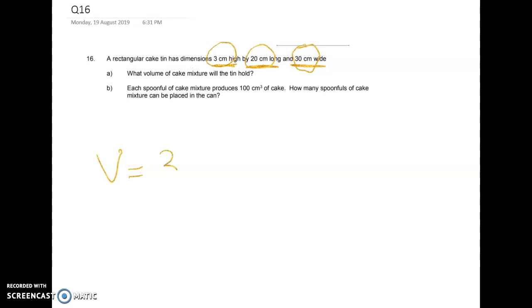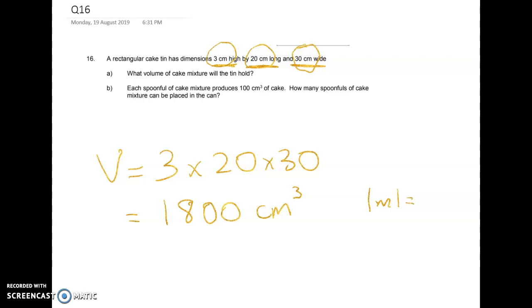Oh, no, what's happened there? Right, something weird just happened. Sorry about that. So it's going to be 3 times 20 times 30, which is 600 times 3, so 1,800 cubic centimetres. If we were dealing with a liquid thing, it would be millilitres. Remember that 1 mil is equal to 1 cubic centimetre. Okay, so what volume will it hold? Well, it will hold this volume.